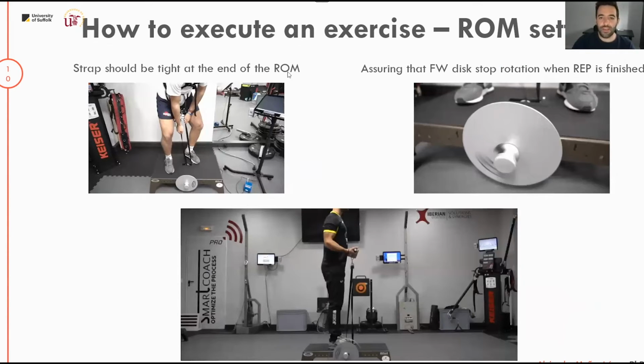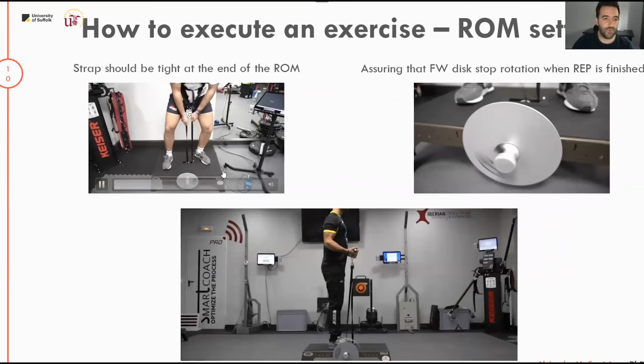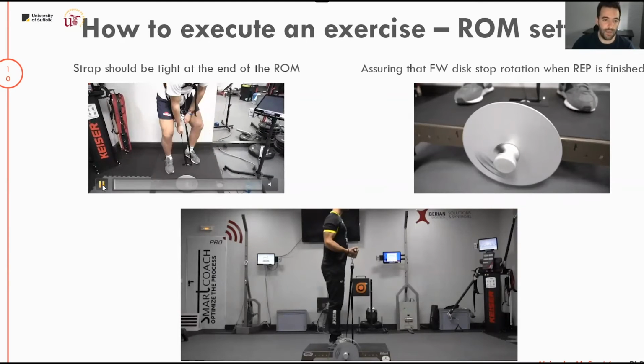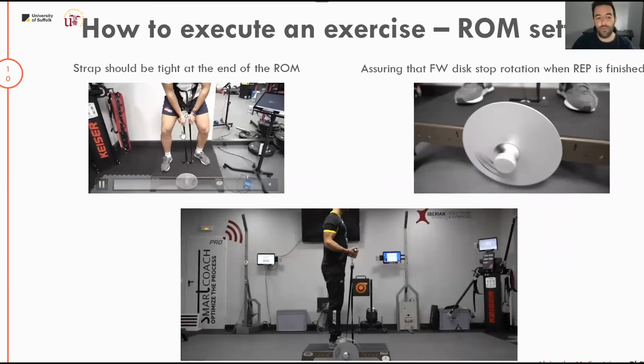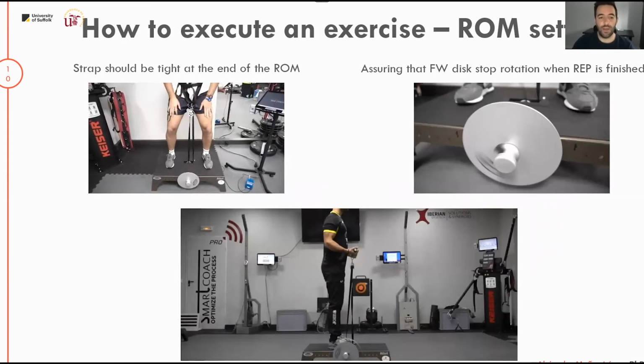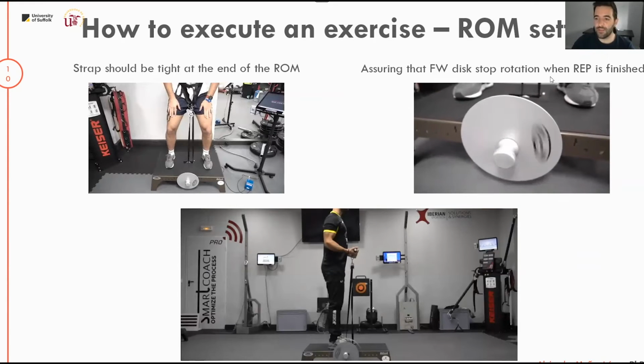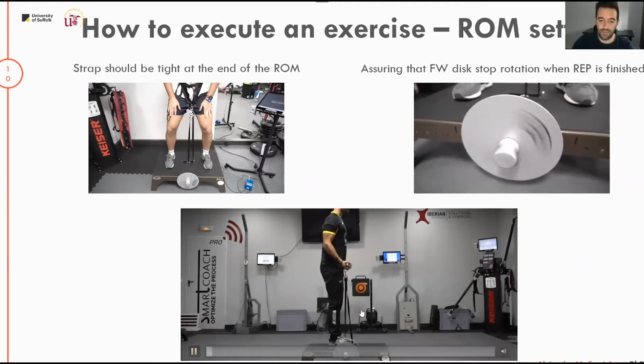How do you execute an exercise on a flywheel device? First of all, you need to do the range of motion setting. So first, you must ensure that the strap is tied at the end of the range of motion, like in this video. This is one of the good things of the flywheel devices because you can create the range of motion safely. That will assure that the flywheel disc will stop the rotation at the end of the desired range, as we see in this video.